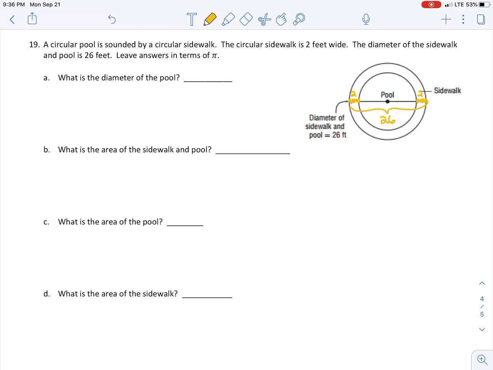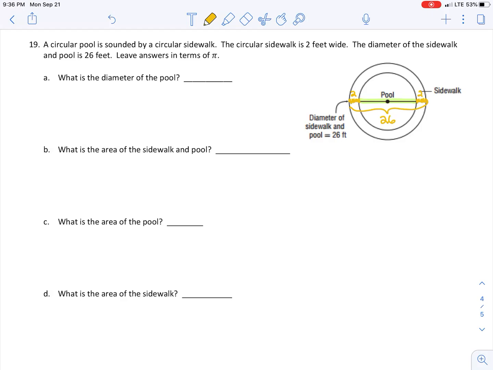Okay, so it says leave your answer in terms of pi if we need to throughout A through D. So the first one, A, says what is the diameter of the pool? So I want to know how wide that pool is, so I want to know what this length is here. We can't say 26 because that's including the sidewalk that we have around the pool.